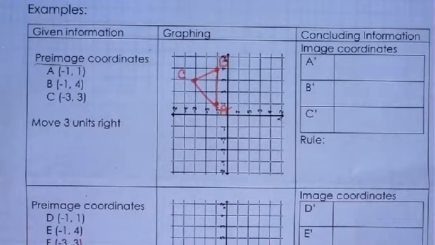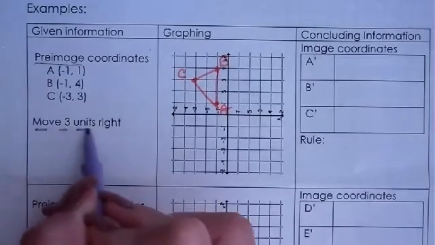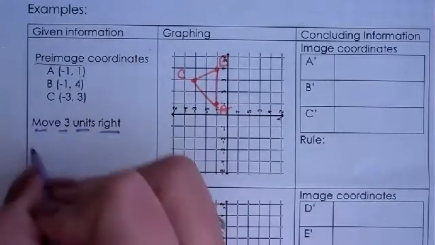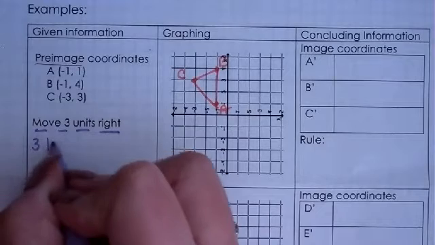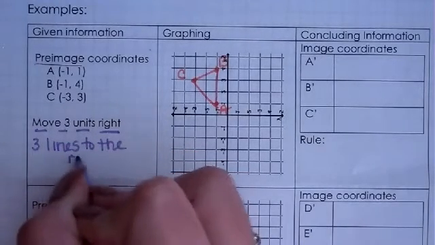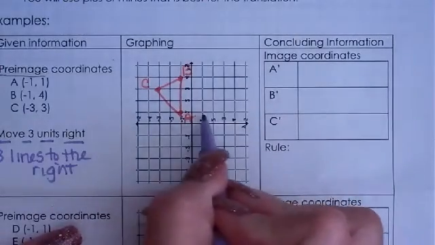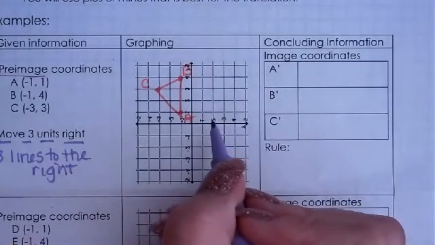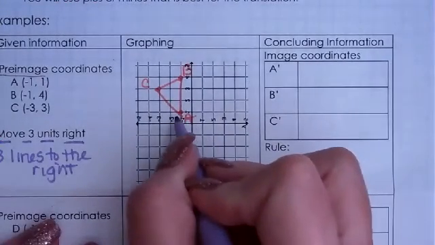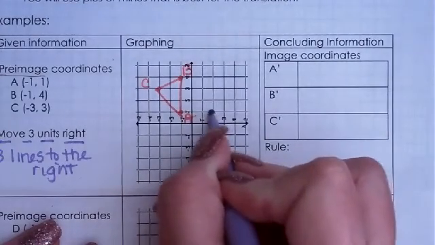Now, translate, we said, means to slide. If I look right here, my direction says I'm going to move it 3 units right. Sometimes you can think about this as 3 lines to the right. Okay? So watch what I'm doing. I'm going to go right here at A, and I'm literally going to count over 3 lines. I'm not going to count the line I start off on. You don't count it. You count the next one over. So it's 1, 2, 3.